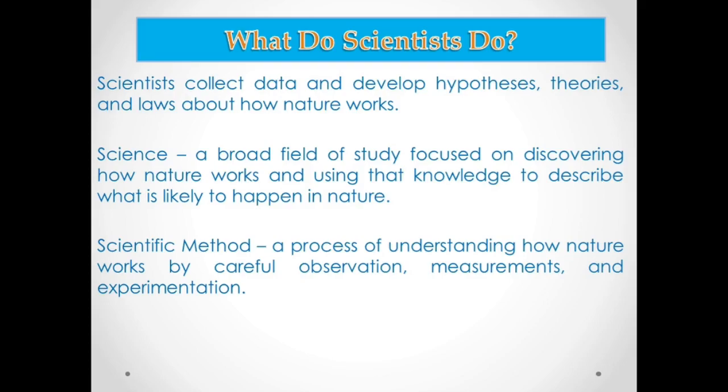So a scientific process or method is a process of understanding how nature works by careful observation, measurement, and experimentation. There is actually a method, and since it is a method, we have to follow it in order: what would be the start, the first step, the second step, the third step, and the fourth step in dealing with scientific methods.